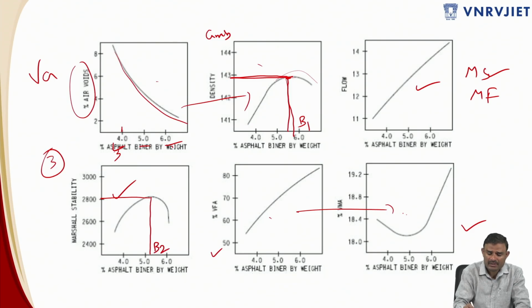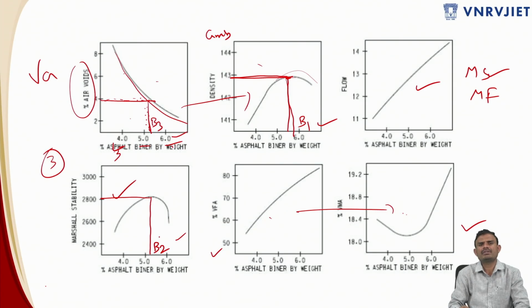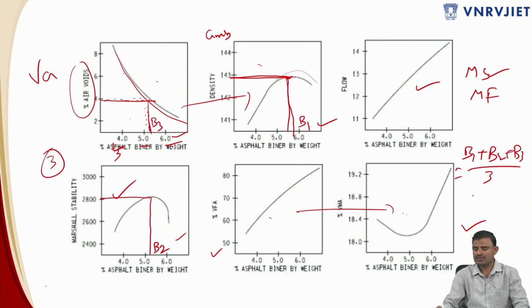And another third parameter which is very important: what is the bitumen content corresponding to 4 percentage air voids? So this is the 4 percentage air voids. I have to extend this line in order to see where this line is intersecting over here. This is the corresponding 4 percentage air voids, and this bitumen content which I required is B3. So you have to take B1, B2, B3, and take the average value, B1 plus B2 plus B3 divided by 3. So that you are going to get the average OBC, and that is the final OBC, optimum binder content, the original OBC.